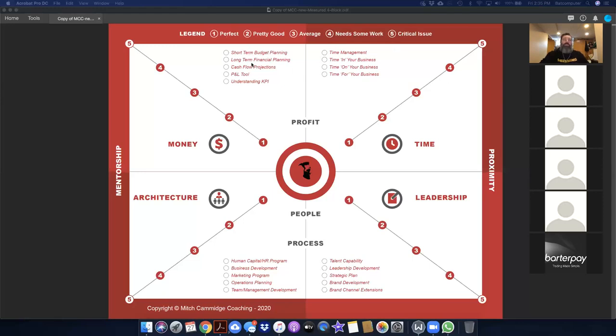Cash flow projections. What is going on with the physical money? Do I have a really simple tool to test and measure? Am I looking at my cash flow on a regular basis? Am I monitoring and measuring it weekly? And what am I using from a tool base? How simply can I find this information? What is my score going to be?